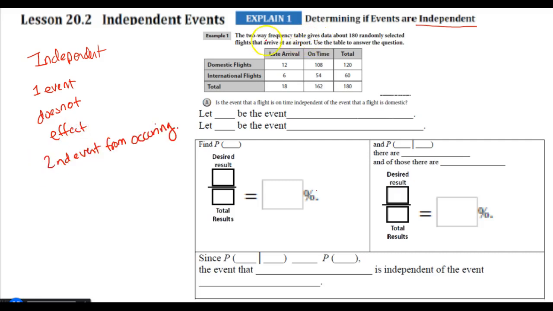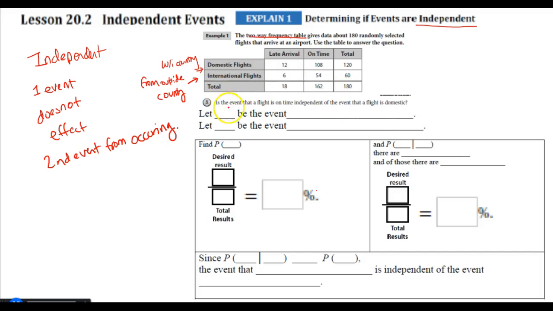From a two-way frequency table, the data is showing 180 randomly selected flights that arrive in and out of an airport. So they're comparing when something's late versus on time, and a domestic flight versus an international flight. So a domestic flight is within a country, and international flights are from outside that country. Just so you know.